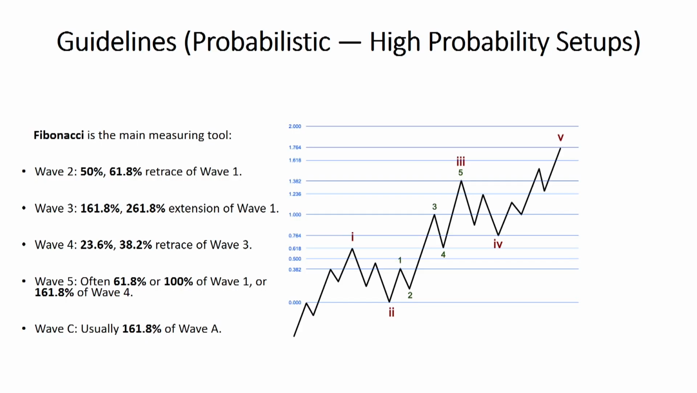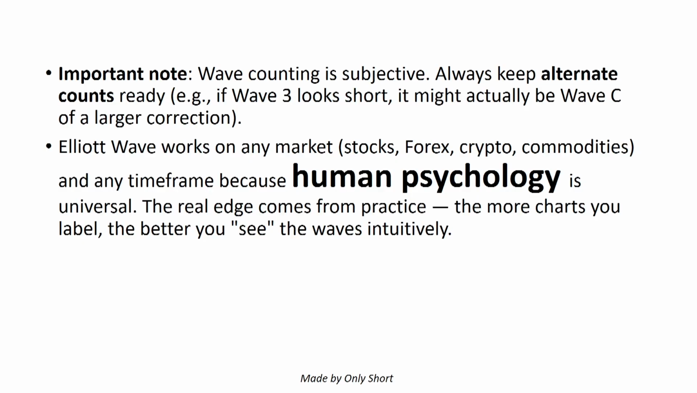Wave 2 typically retraces 50 to 61.8% of wave 1. Wave 3 often extends to 161.8% or even 261.8% of wave 1. Wave 4 retraces around 23 to 38% of wave 3. Wave 5 is often equal to wave 1, or about 61.8% of it, and wave C is usually around 161.8% of wave A. One important thing to understand: wave analysis is subjective.